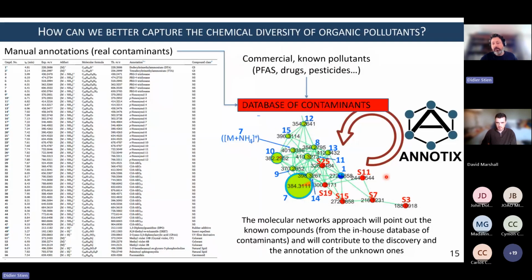And for that, we are building a web-based tool that will be called Annotics. It's not available yet, but hopefully, if you invite me again in 2 years, I can talk to you about Annotics.